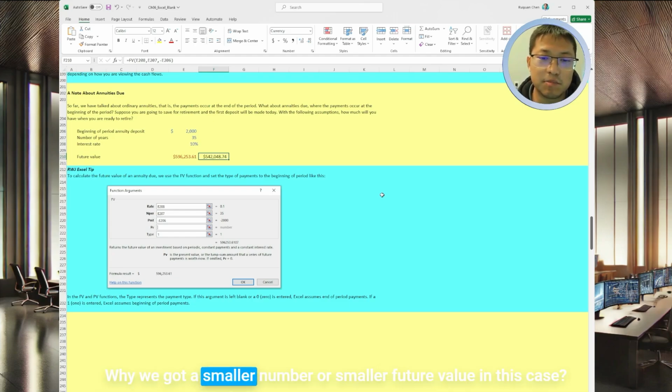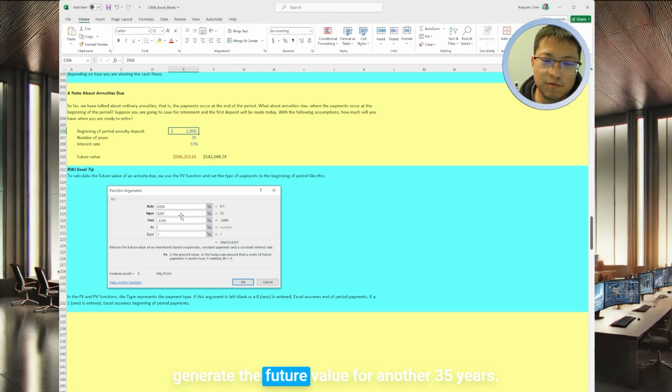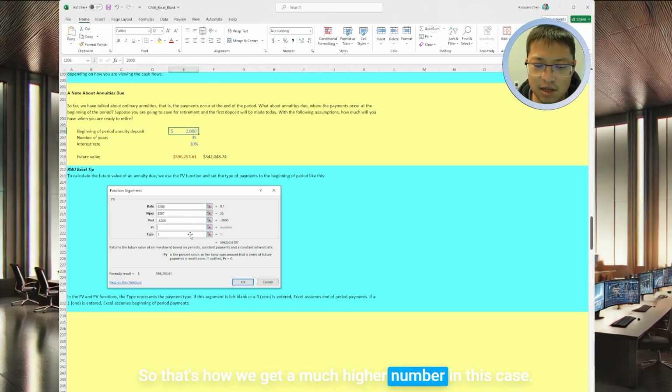And why is this the case? Why did we get a smaller future value in this case? This is mainly because if we start our deposits at the beginning of the time period, we have one early payment, and this payment can generate future value for another 35 years. So that's how we get a much higher number in this case.